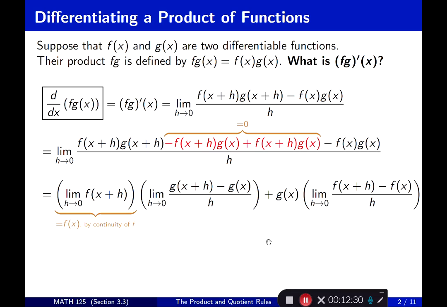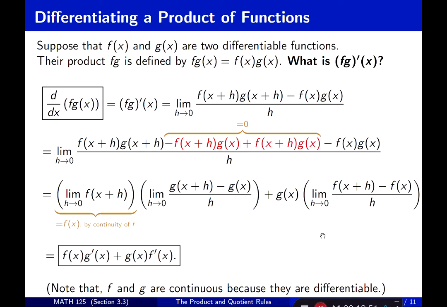That's the answer. The formula becomes f of x times g prime of x plus g of x times f prime of x. Two terms, and in each term, it's one of the functions times the derivative of the other one. And that's the formula that you have to memorize for the derivative. One little thing that I want to mention: when we said the limit of f of x plus h as h approaches 0 is f of x, this is true because f is differentiable, and when a function is differentiable, it's also continuous.